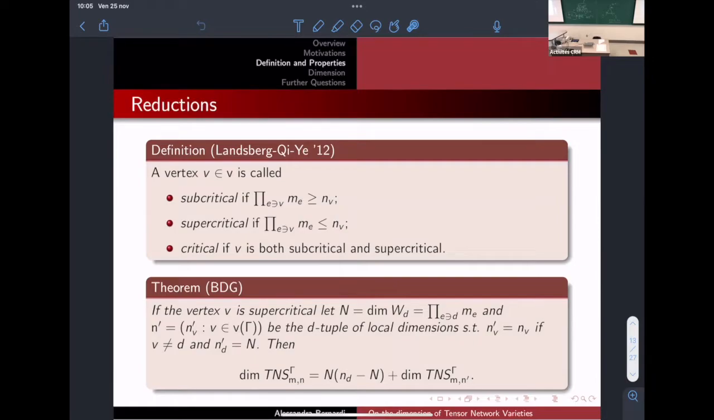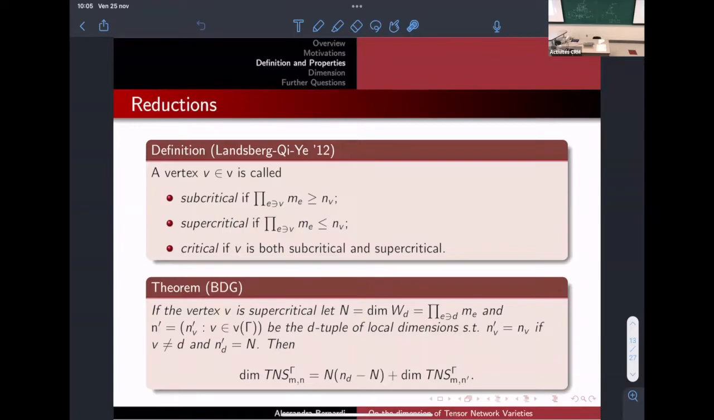So if I pick the vertices, now they have this three-part definition. A vertex V can be subcritical if the physical dimension incident in that vertex is smaller than or equal to the product of all the bond dimensions. It is supercritical the other way around, and it's critical if it's both subcritical and supercritical. This, I think, is more related to being concise.